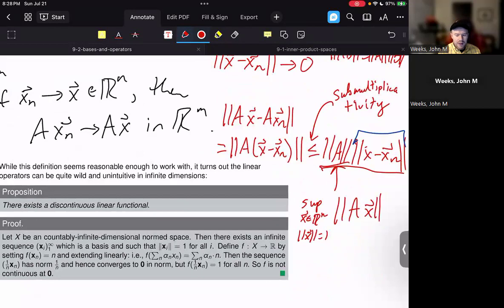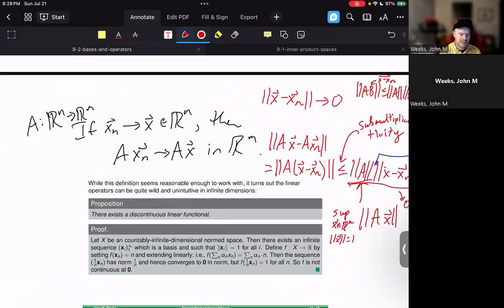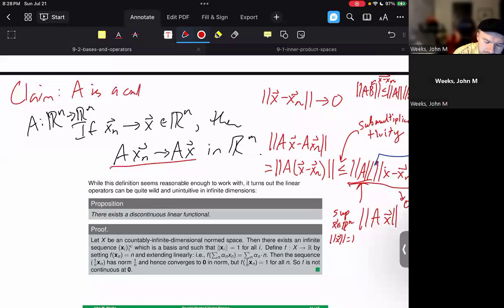So now, if we know that this goes towards 0, well, this is a norm, it's a finite value, so this has to go towards 0. That means that this entire norm has to be going towards 0, which is exactly what we mean when we say A times x sub n approaches A times x. So this satisfies our claim, which is that A is a continuous function whenever we're considering A to be a linear transformation going from R^n to R^m.